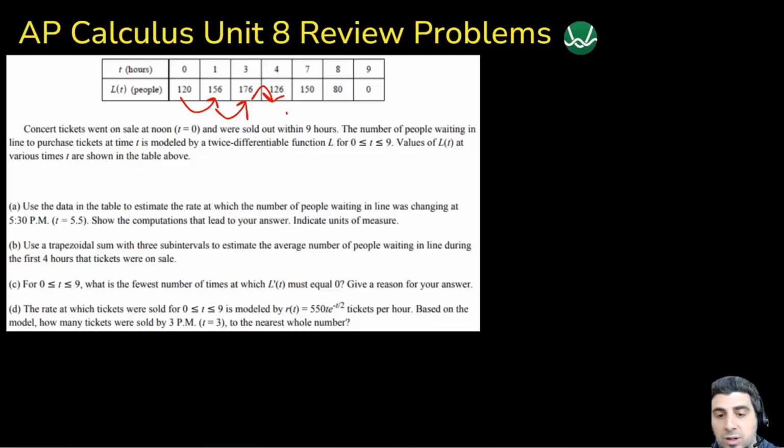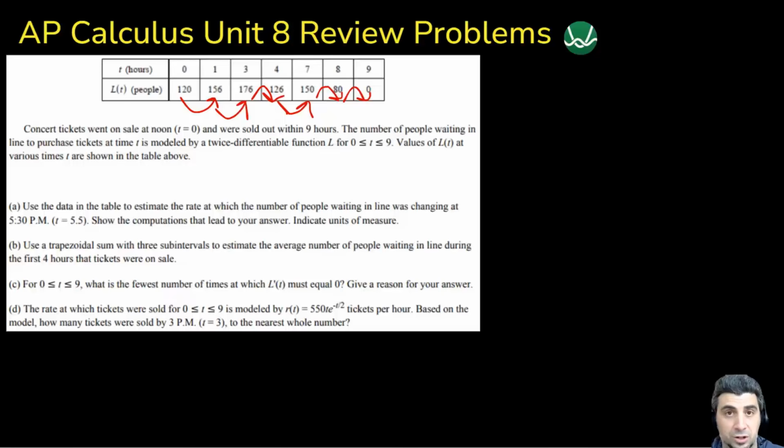So I know somewhere between 3 and 4, there was a change in direction at least once. And then from 126 to 150, it increased there. And then from 150 to 80, it decreased and then decreased to 0. So that implies that there are at least 3 times that L prime must be equal to 0. Now we need to give a reason for our answer here.